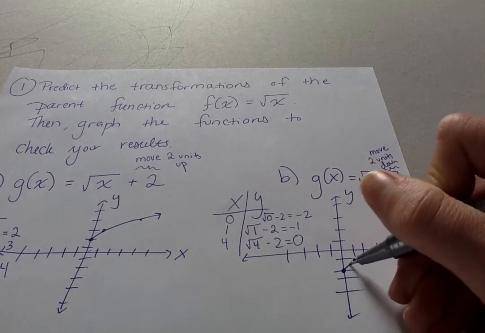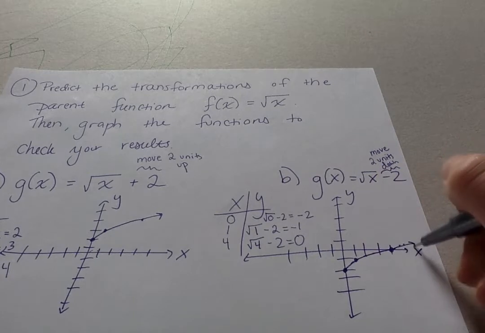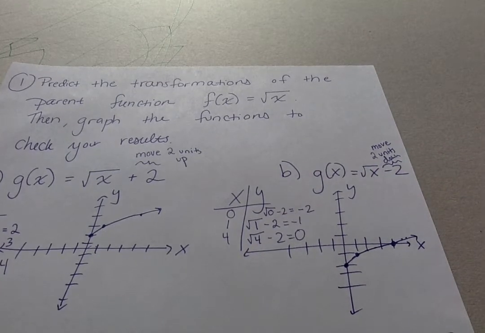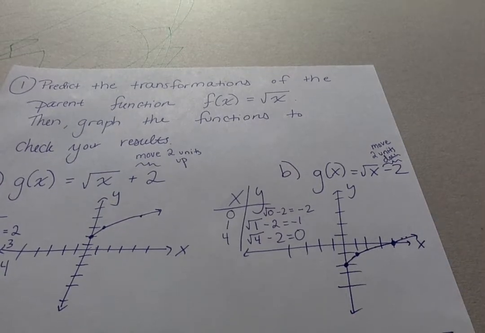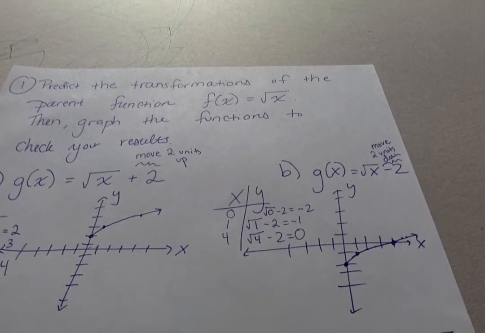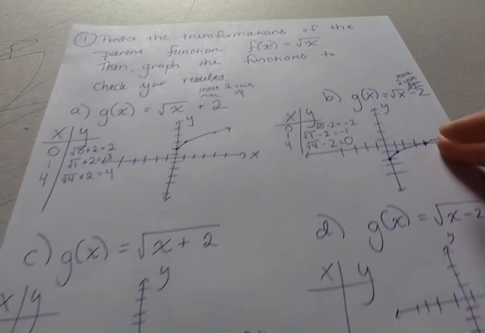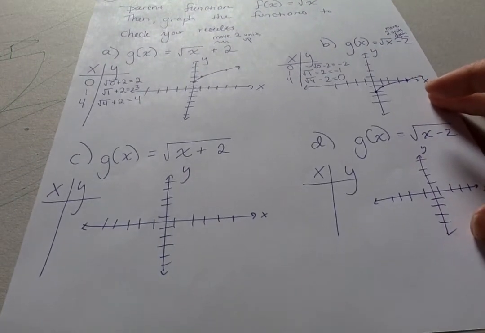Notice this is the exact same shape as my first graph. It's just been shifted 2 units down instead of 2 units up. The shape has not changed at all. It has not been stretched because we're not multiplying x by any value. All right, let's turn and look at C and D.